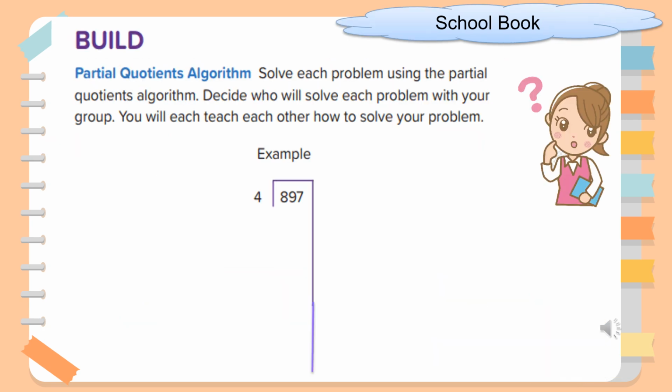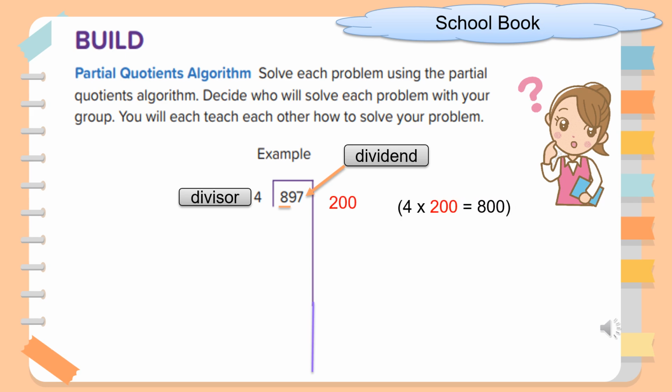Now we have 897 divided by 4. We need to answer it by using the partial quotient algorithm. First, 4 here as a divisor and 897 as a dividend. Let's start from the hundreds place first. So we have here 800. So let's think. 4 times what equals 800? 4 times 200. So we put 200 out and then we put the 800 down to make minus. So after minus equals 97.